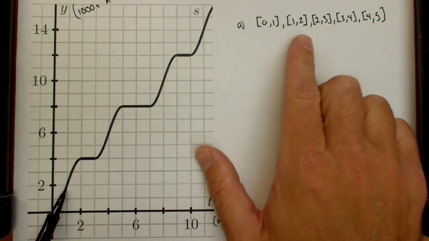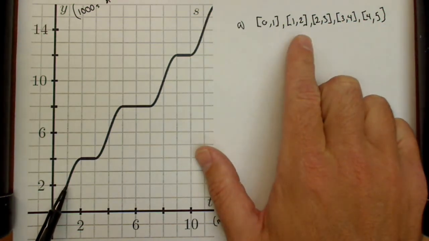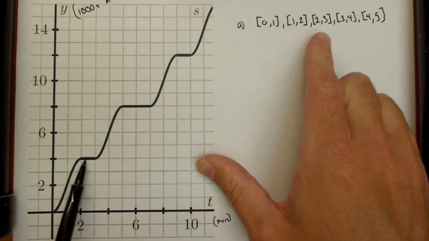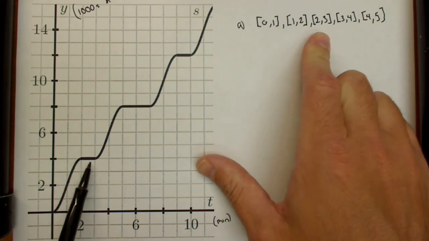From 1 to 2, we see that the distance is still increasing, but it's concave down, so it's slowing down, but it is still moving forward, so our distance is still increasing, our position is still increasing. Look at from 2 to 3. We have no change in distance. Right? So we have no rate of change, so the car is stopped.